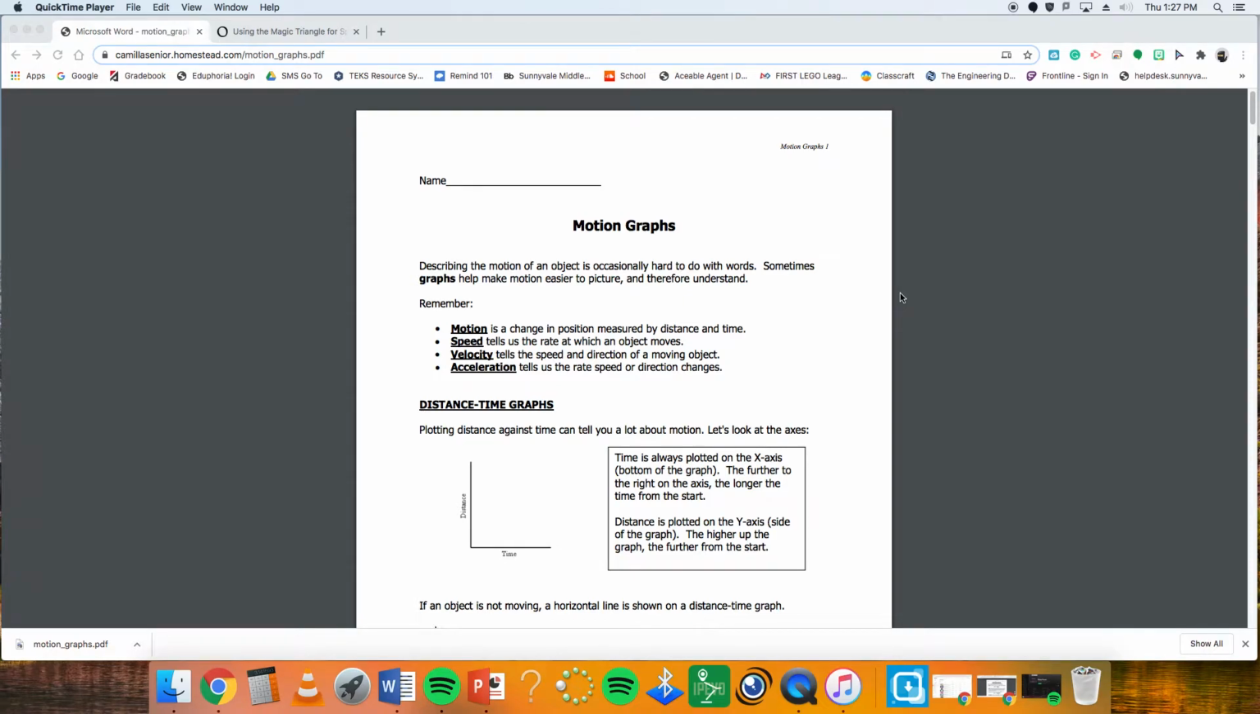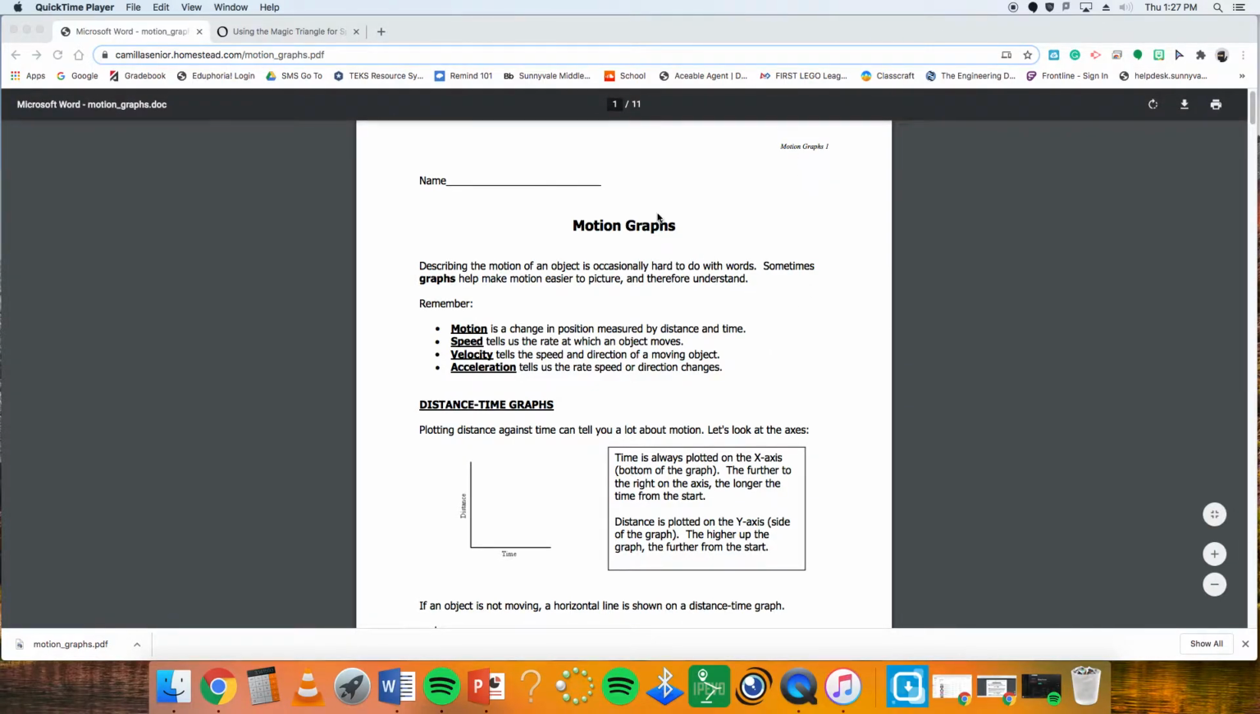All right, the second TEK we're going to be going over now in forces is going to be 8.5 or 8.6b, which is speed, velocity, and acceleration.